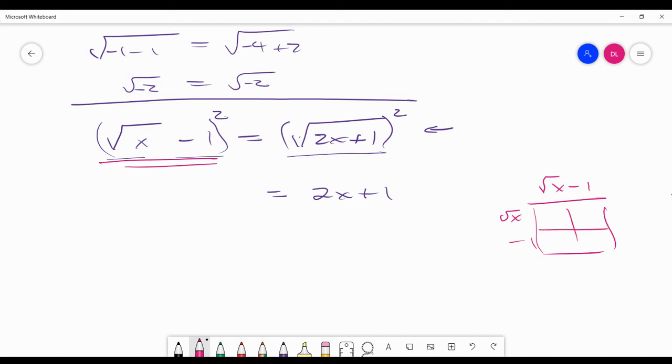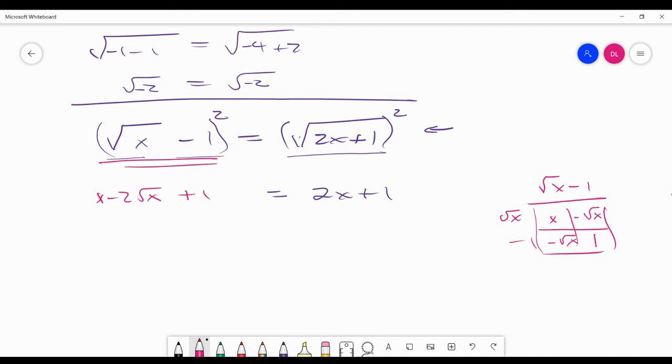So if I put this together, the square root of x times the square root of x is just x. Then I get negative square root of x, and I get negative square root of x, and I get negative 1 times negative 1 is a positive 1. So I just multiplied my columns. So negative 1 times root x is negative root x. So I have two negative root x's. So when I rewrite this side, I get x minus 2 root x plus 1.